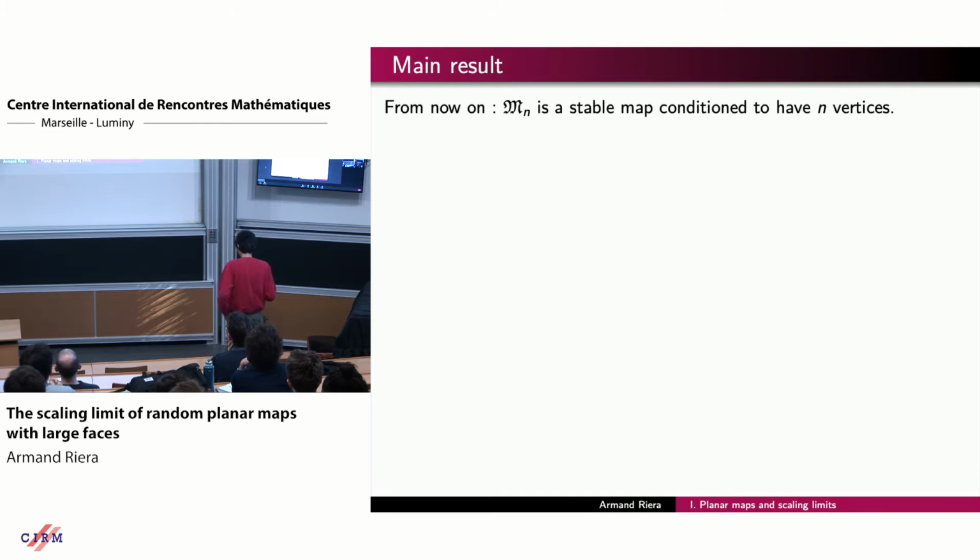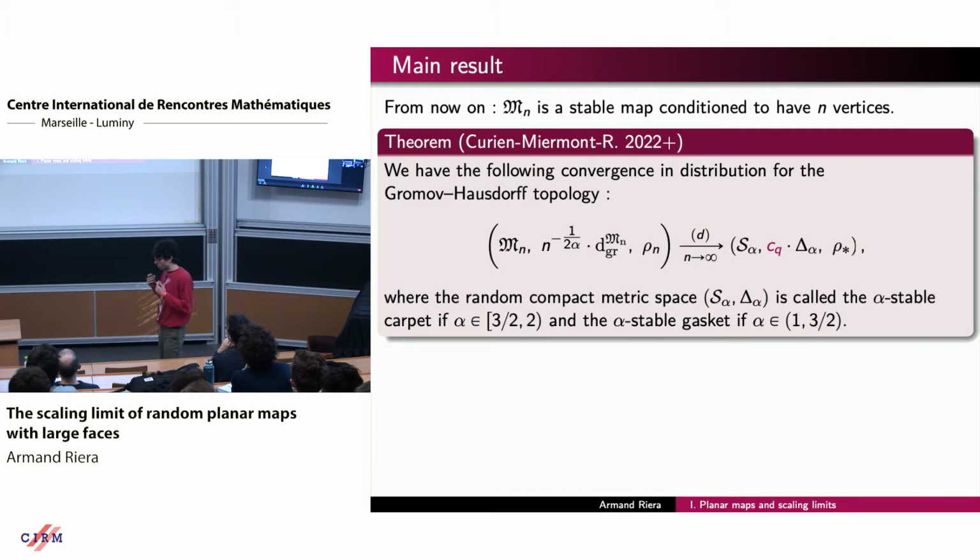So now I can state our main theorem, and the idea is just to prove that we have convergence. So more precisely, if we take Mn a stable map conditioned to have n vertices, then we have the following convergence for the Gromov-Hausdorff topology. So if we rescale the distance by n to the 1 over alpha, then we converge to some continuous random space that we call the alpha-stable carpet if alpha is bigger than 3/2, and the alpha-stable gasket if alpha is smaller than 3/2.